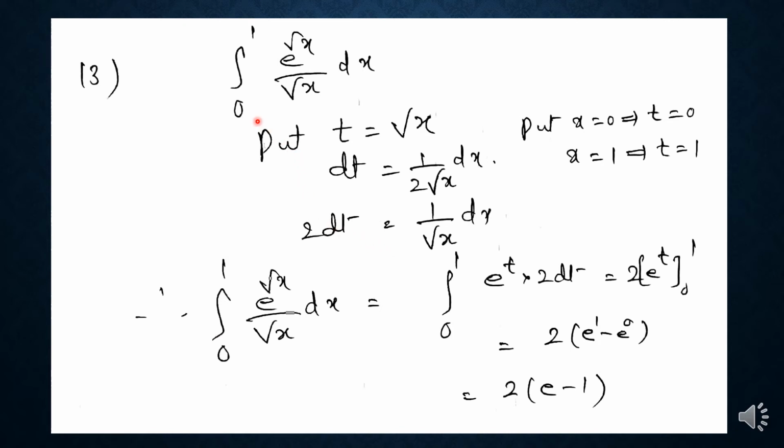Evaluate integral 0 to 1 e power root x by root x dx. So at first, to integrate this function e power root x by root x dx, we can see two functions here. In this, one is the f of x and other is its derivative. So here root x is there, by substituting t is equal to root x. What is the derivative dt? dt is equal to 1 by 2 root x dx. 2 dt is equal to 1 by root x dx.